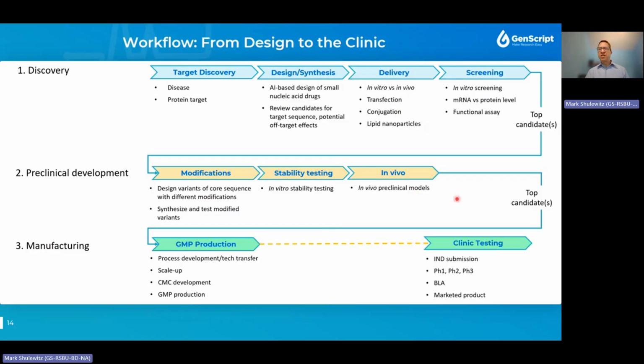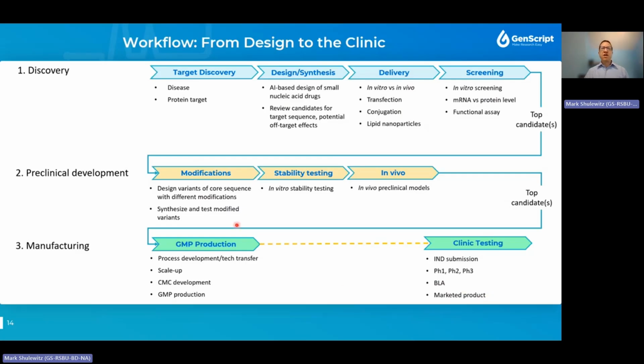And then following the preclinical development, ideally you'd have one top candidate. It's also possible that you might have a backup candidate, which you now move into scaling up towards GMP level production in order to make enough material and high quality material to support an IND submission, and then clinical trials, the 3-phase clinical trials, and then ideally getting a biological license agreement and marketing your product at the end.